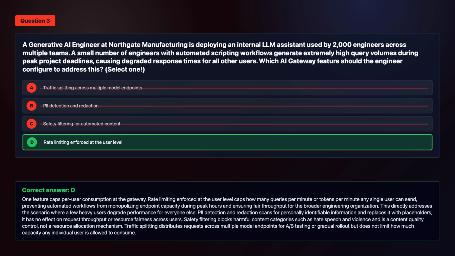PII detection and redaction scans for personally identifiable information and replaces it with placeholders. It has no effect on request throughput or resource fairness across users. Safety filtering blocks harmful content categories such as hate speech and violence and is a content quality control, not a resource allocation mechanism. Traffic splitting distributes requests across multiple model endpoints for A/B testing or gradual rollout, but does not limit how much capacity any individual user is allowed to consume.